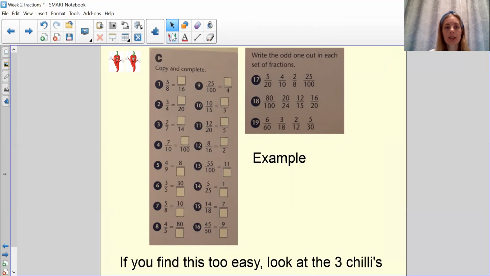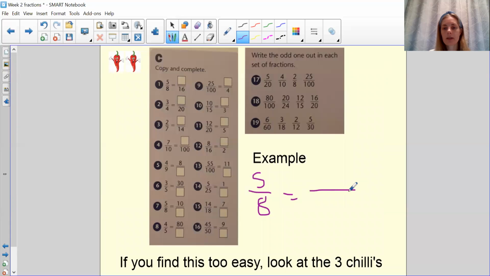Right, so let's do the first one together. So if I say 5/8 is equal to something over 16, and I'm going to find this missing number, I say, what have I done to 8 to get 16? I've multiplied it by 2. So what must I do to the 5? Multiply it by 2, which is 10. So my answer is going to be 10/16.